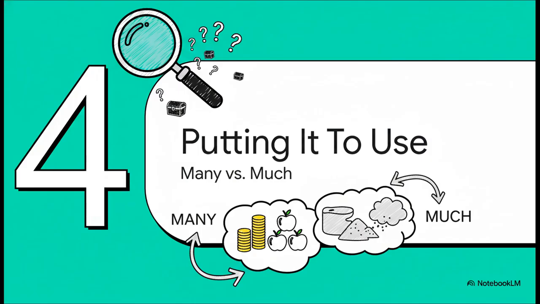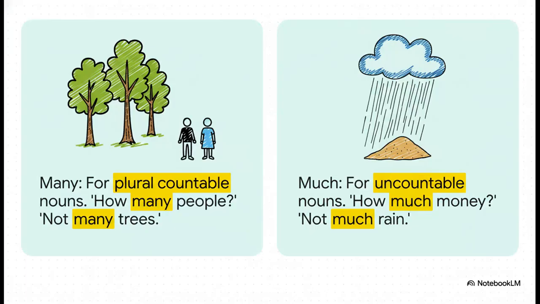All right, you've gathered all the clues, you've seen all the evidence, now let's put it all together and finally solve that classic grammar mystery, when to use "many" and when to use "much." And here it is, the golden rule. And you know what? It's beautifully simple. You use "many" with plural countable nouns, things you can count, like people, spaces, or trees. And you use "much" with uncountable nouns, things you can't count, like money or rain. That's it. That's the core rule.